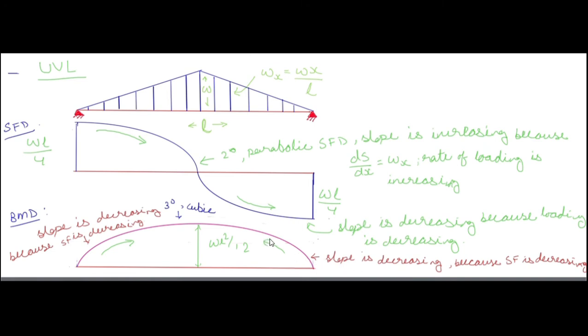Now the SFD is parabolic of 2 degree and the BMD is cubic, for UVL, uniform varying load. If it had been a UDL, then the SFD would have been linear and the BMD would have been parabolic.